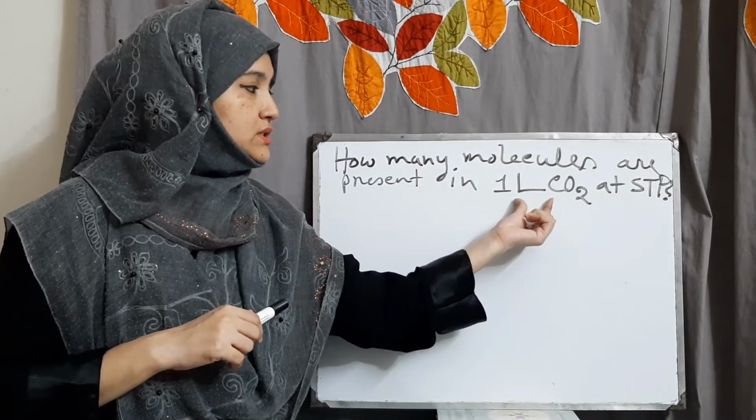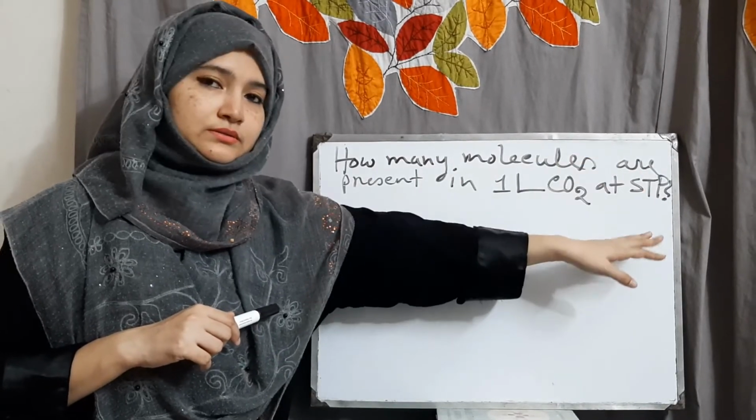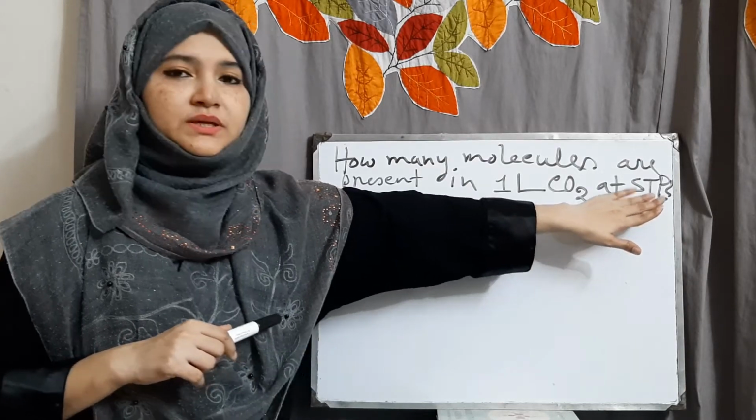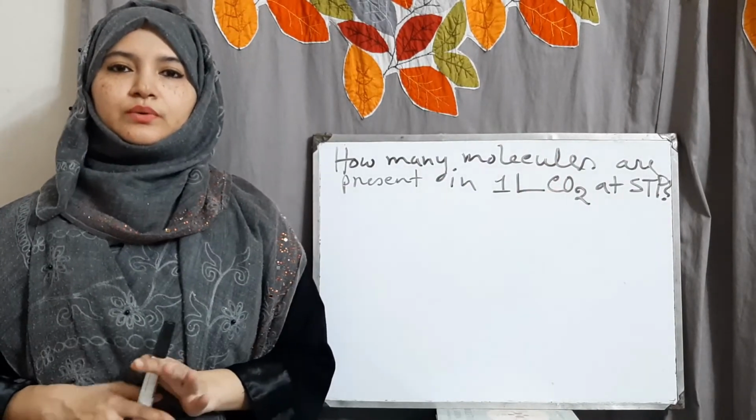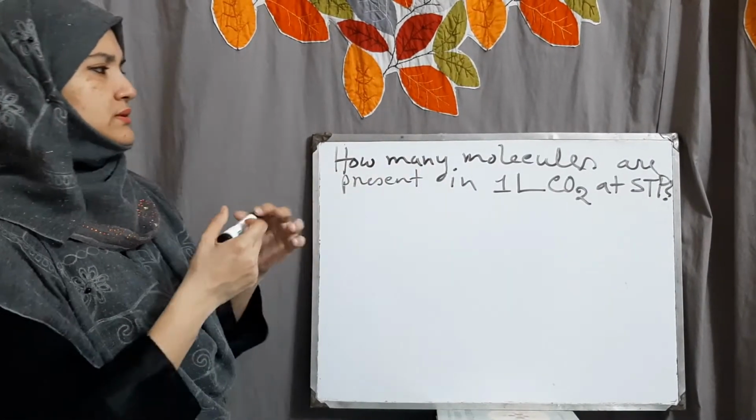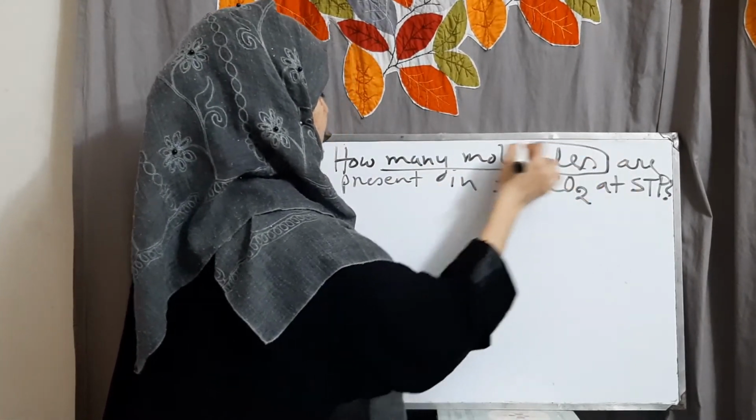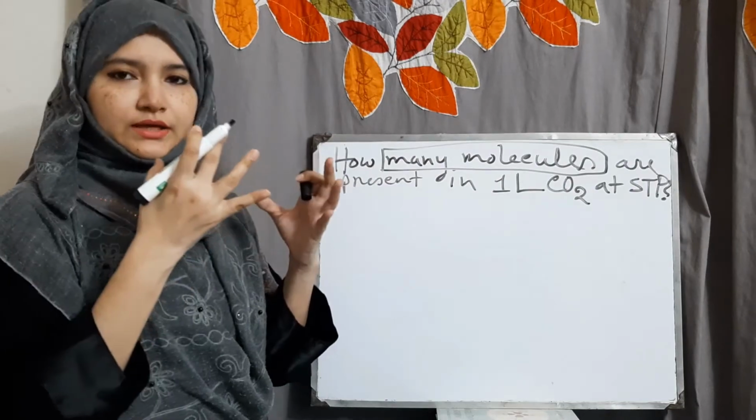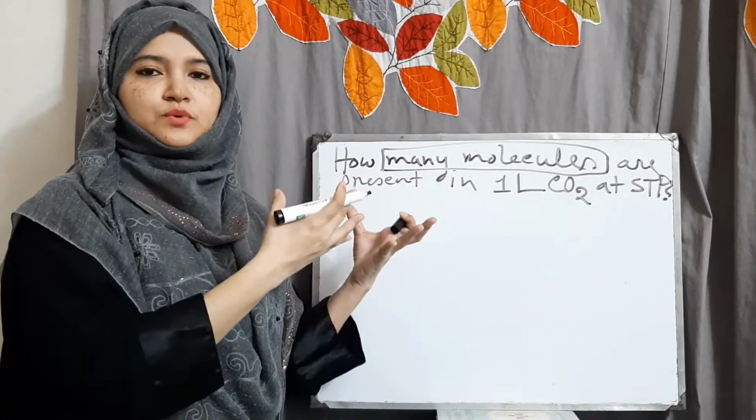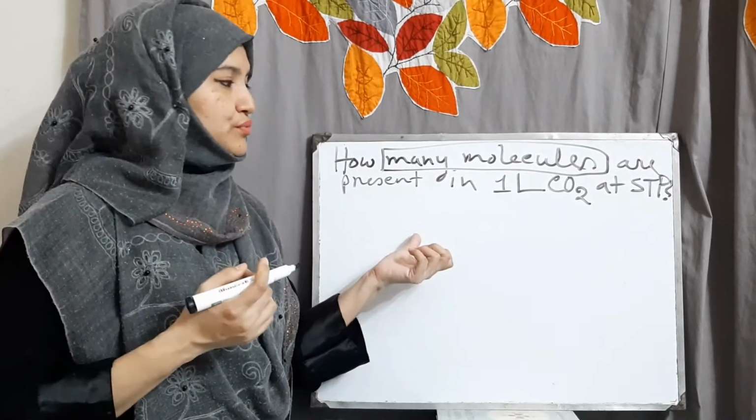In problems related to molar volume, the condition must be mentioned. Then you have to solve this problem. You have to find out how many molecules are present, and to solve this problem, you have to start with the molecular mass.